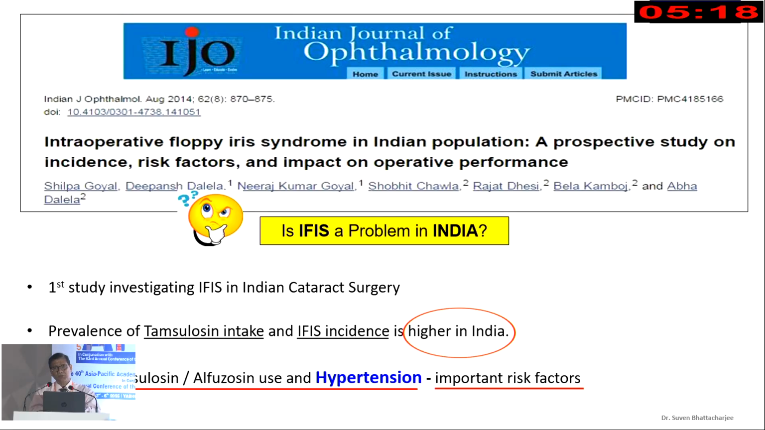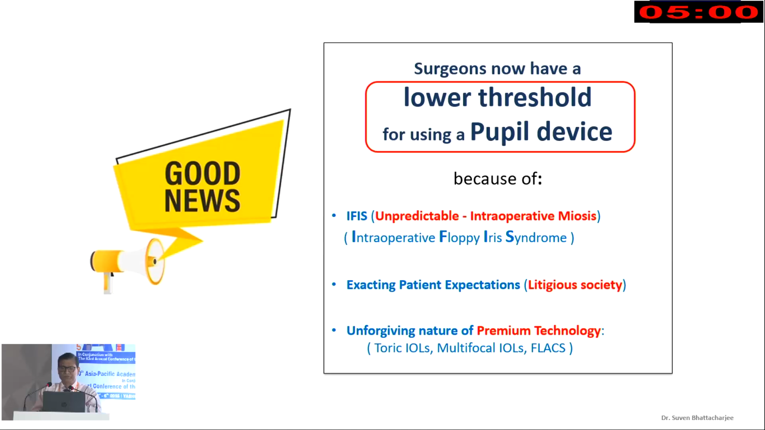Is IFIS less common in India? Unfortunately, no. It's actually much higher in India. The use of tamsulosin is much higher in India, and hypertension. This is a wonderful paper. If you have not read it, you must read it. It's a wonderful paper published in India a few years back by Shilpa Goyal and colleagues. And hypertension was identified as an important risk factor over here.